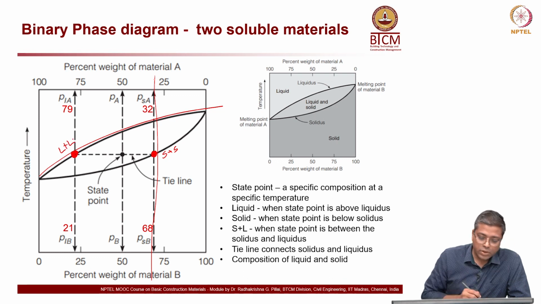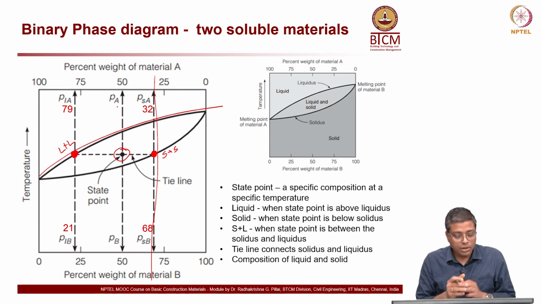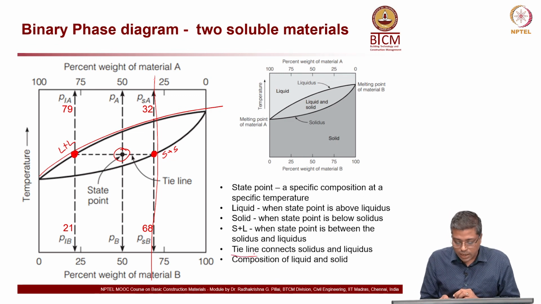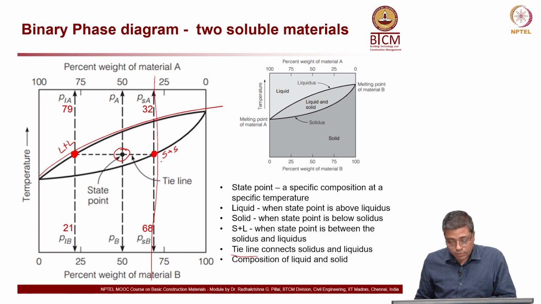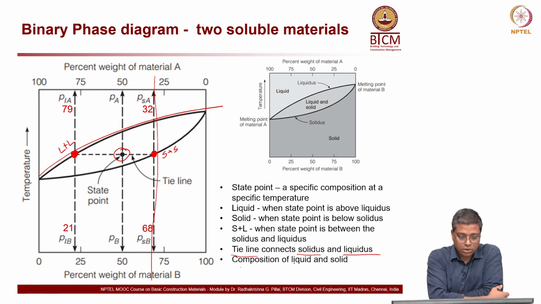Now if I take this point here, I will have A and B present, but then I have to look at whether both solid and liquid are there inside that state. Now, that is the tie line. This horizontal dashed line is called the tie line, which connects the solidus and liquidus compositions of liquid and solid.